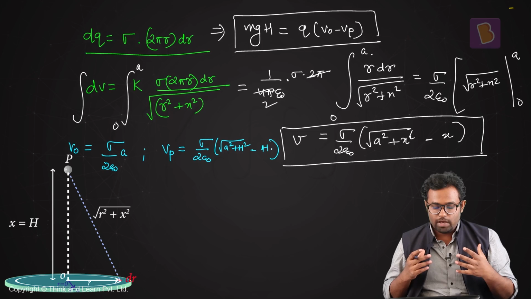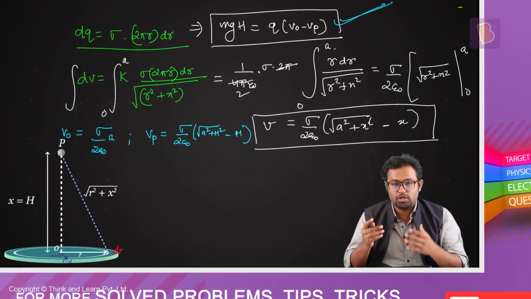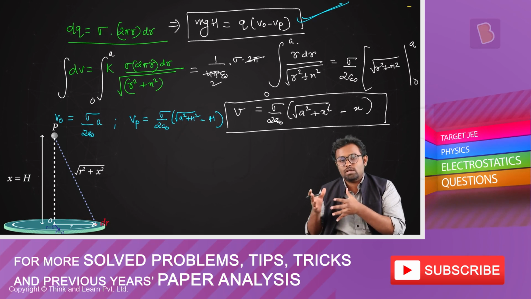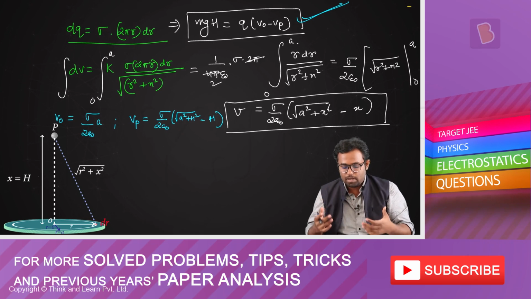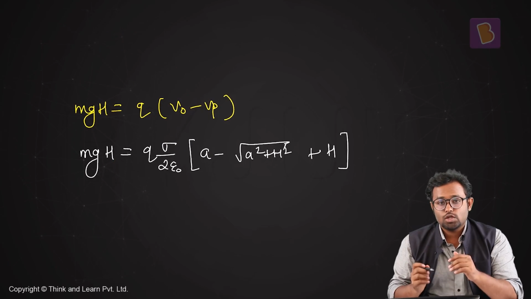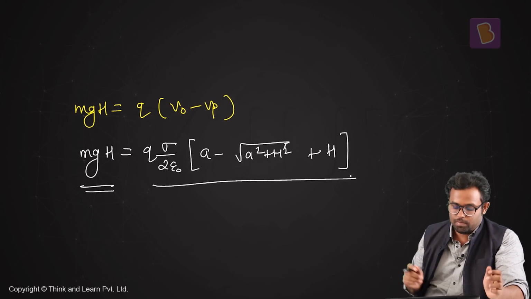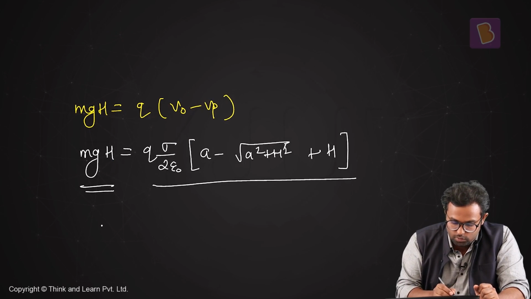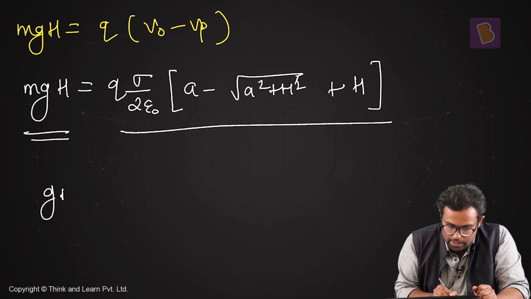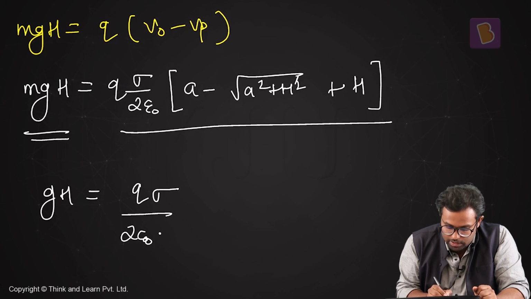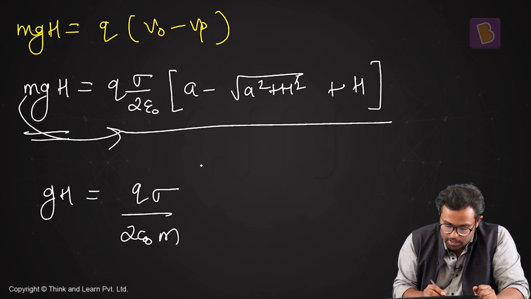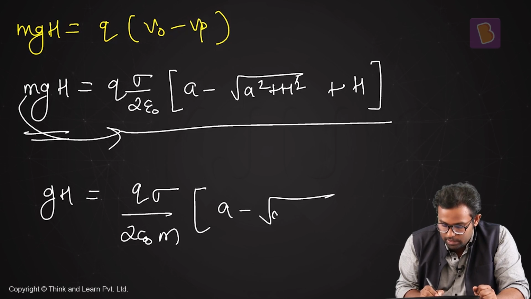Now we have to use the expression which we found initially: mgh is equal to q times VO minus VP. Now we have got VO, we have got VP. Let's plug it in and see what we get. I've just substituted VO and VP. So from here, my gh will become equal to q sigma by 2 epsilon naught times m, this m has come over here, times A minus root over A square plus h square plus h.